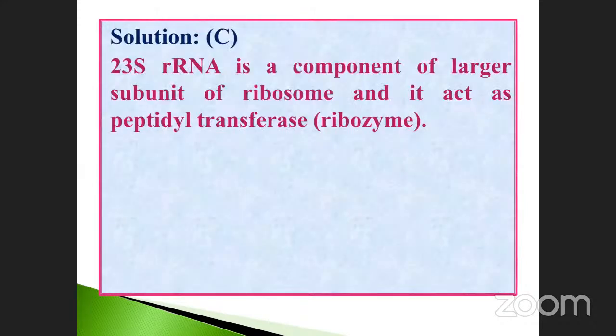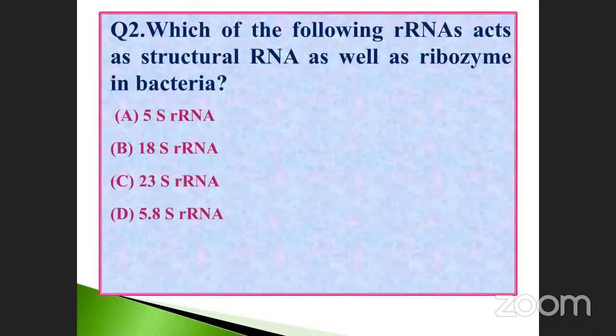So the solution is C, 23S. Because 23S RNA, the S is denoted as the Svedberg unit, also sometimes called a sedimentation unit. This RNA is a component of the larger subunit of the ribosome, and it acts as a peptidyl transferase, that is called a ribozyme. So the answer is 23S. Yes, this one is correct.